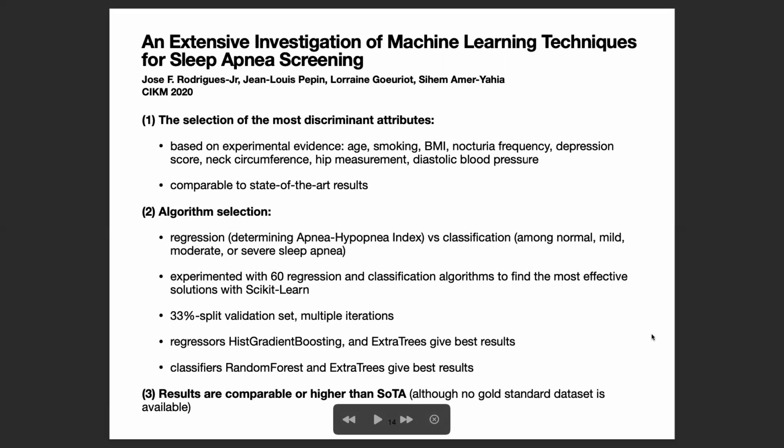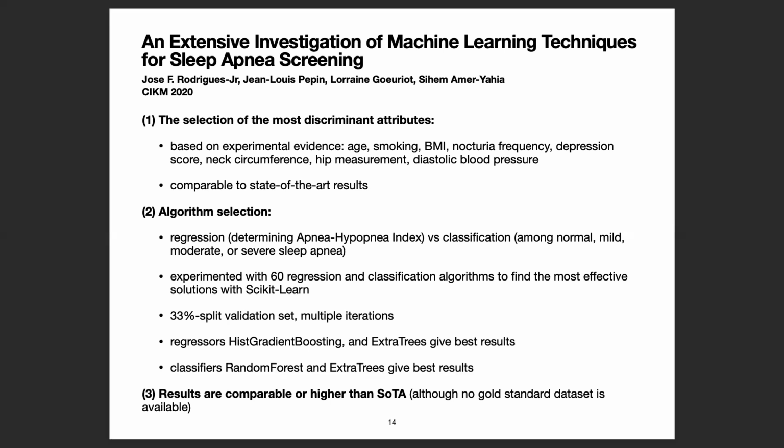Now, for the algorithm selection, we tested regression algorithms to calculate an apnea hypopnea index, which is the measure that can tell whether a patient has sleep apnea or not. And we also tested classification algorithms to classify patients among normal, mild, moderate, or severe sleep apnea. We tested 60 different algorithms with a split validation and multiple iterations, and showed that gradient boosting and extra trees were the best regressors for our problem, and that random forest and extra trees were the best classifiers.